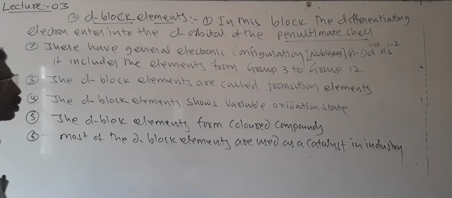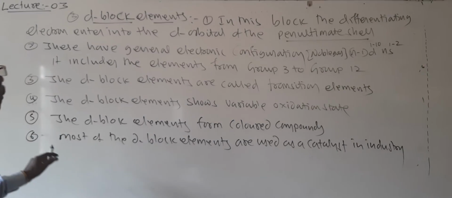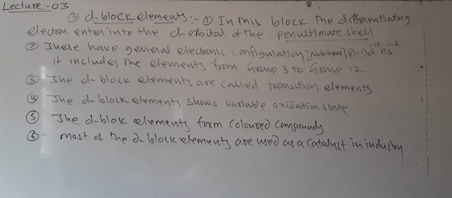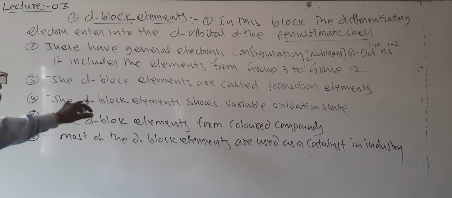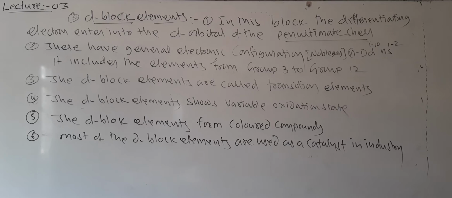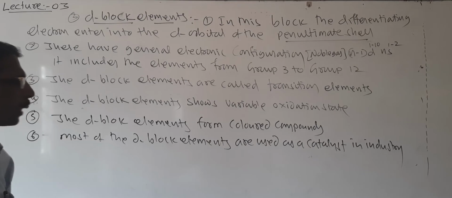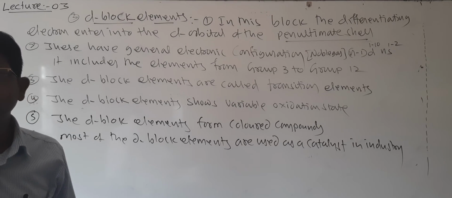Look here students, this much is enough. So here about this D block element, the differentiating electron enters into the penultimate, last but one shell. These have general electronic configuration, and D block elements are called transition elements, and D block elements show variable oxidation state, colored compounds, and also form complex compounds, and the D block elements are used as a catalyst in industry.